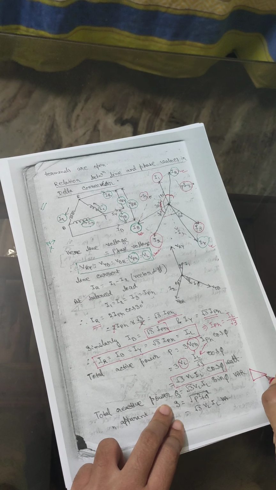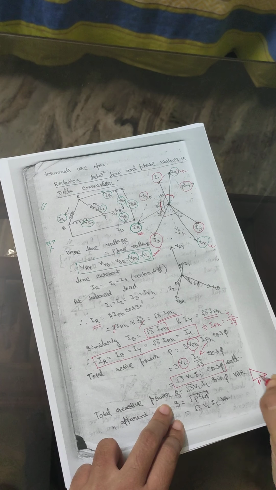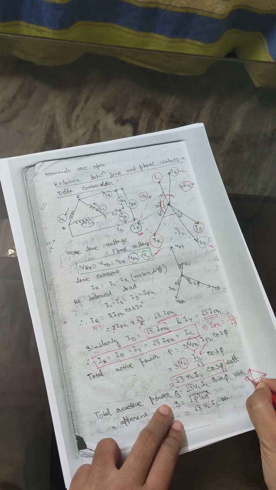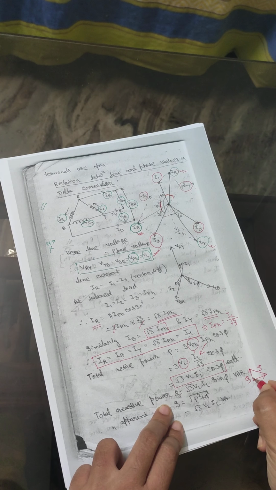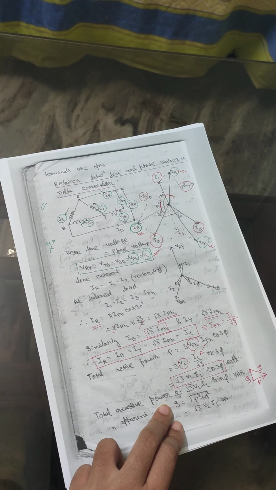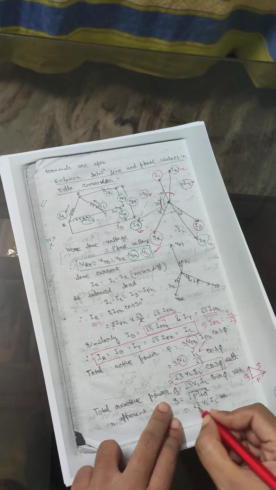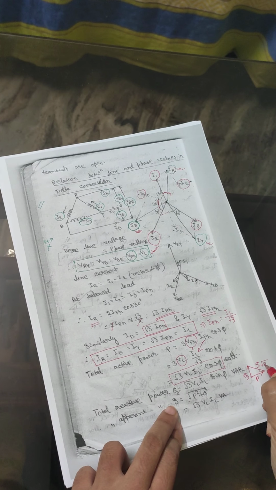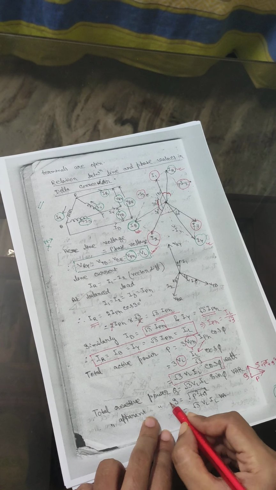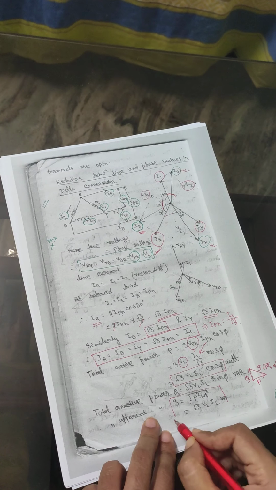And the total reactive power, from the power triangle like the previous one: this one is the active power, that one is the reactive power, and this one is the apparent power. So the reactive power here is root 3 VL IL sin phi, and S equals the square root of P square plus Q square. Ultimately we get the apparent power also.